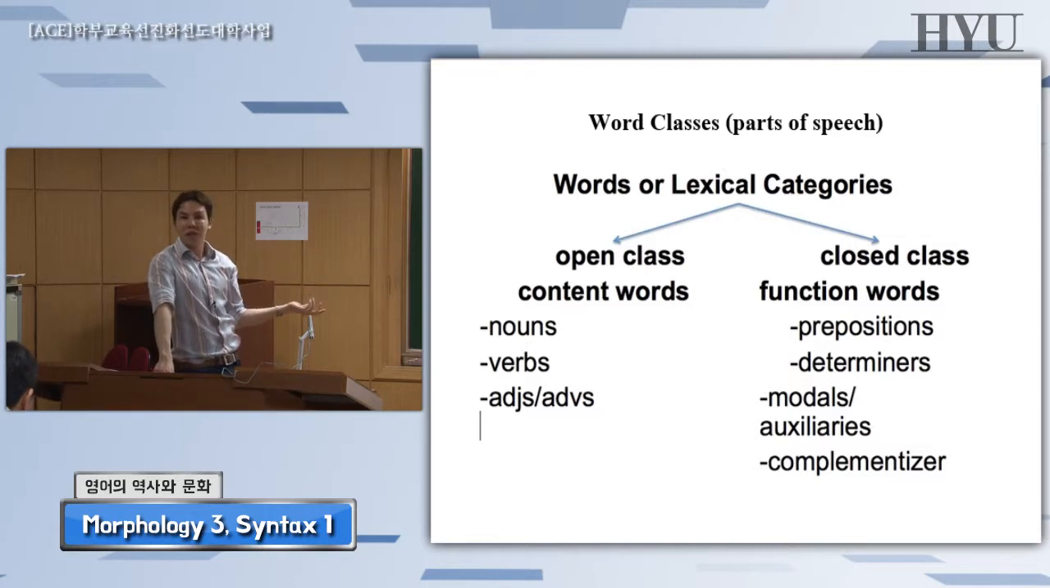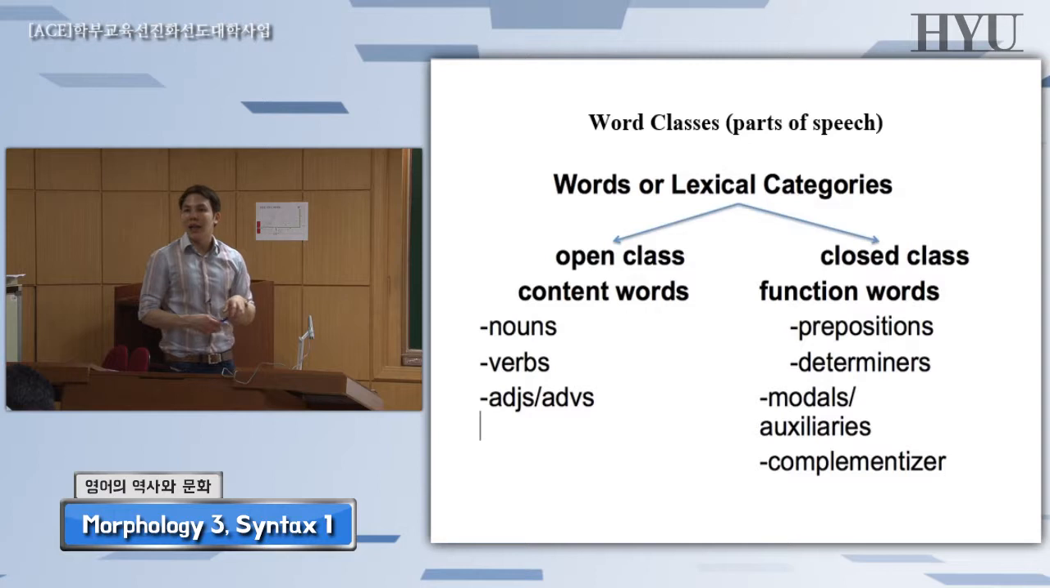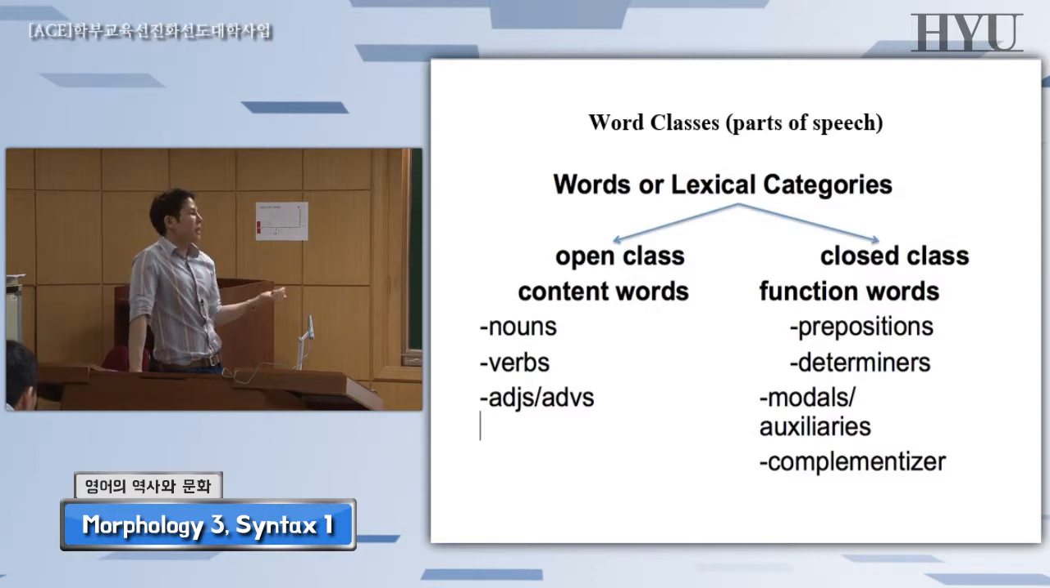Or new adjectives or new adverbs into the language. That's why we call this group the open class group, okay? But on the other hand, you have the closed class group, which includes prepositions, determiners, modals, auxiliaries, and complementizers. And you cannot add new prepositions into the language, or new determiners into the language. So that's why we call this whole group the closed class group. Okay? And they are function words because they only do grammatical functions. And they don't express ideas, at least not concrete ideas like nouns, verbs, adjectives, or adverbs.